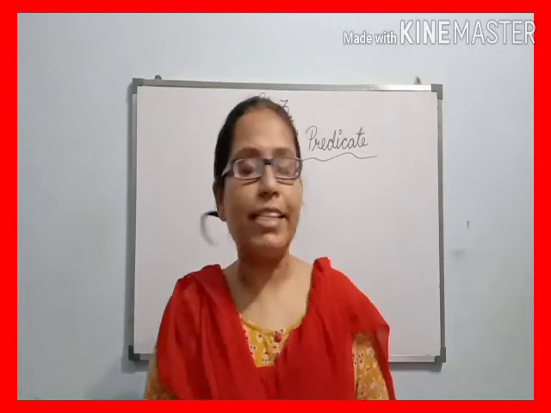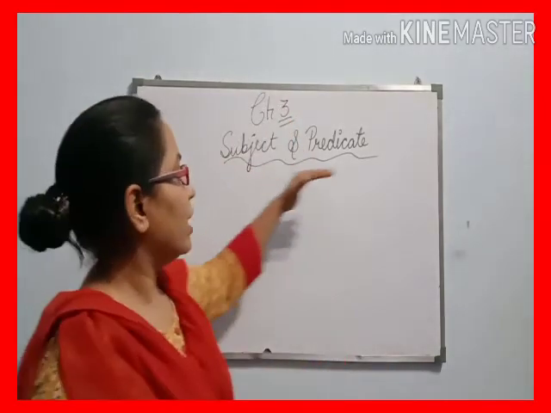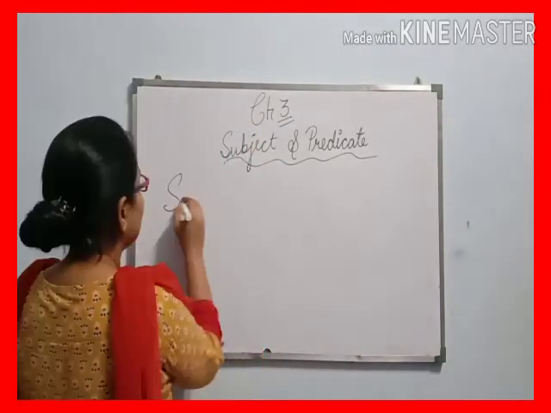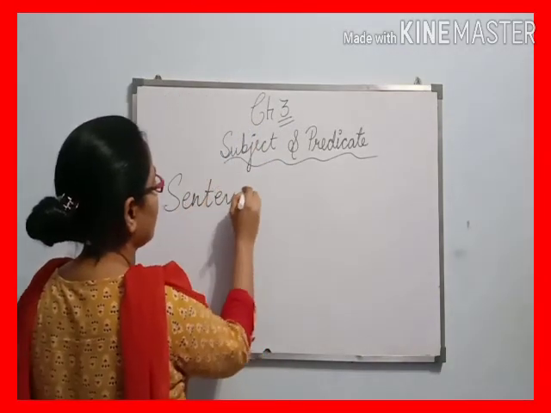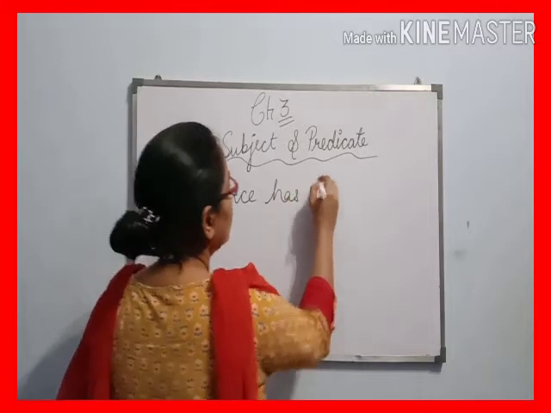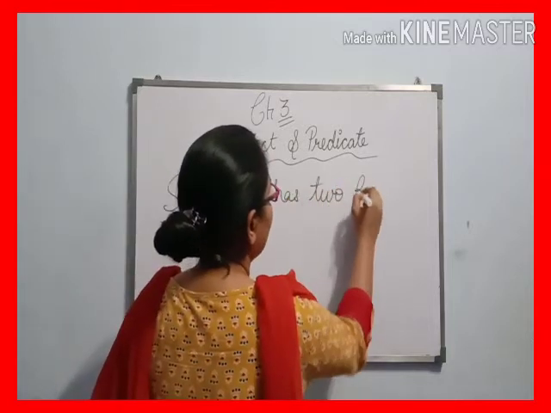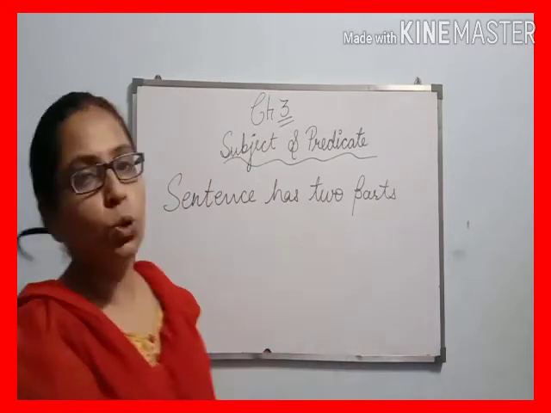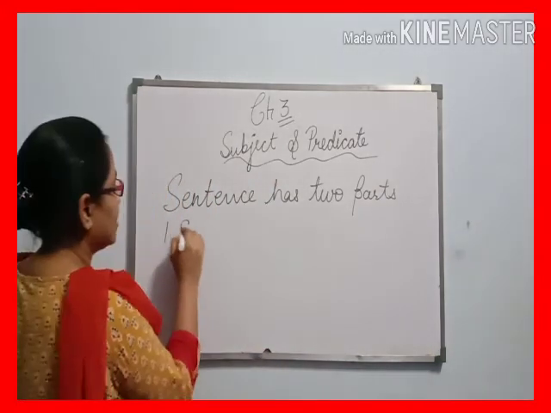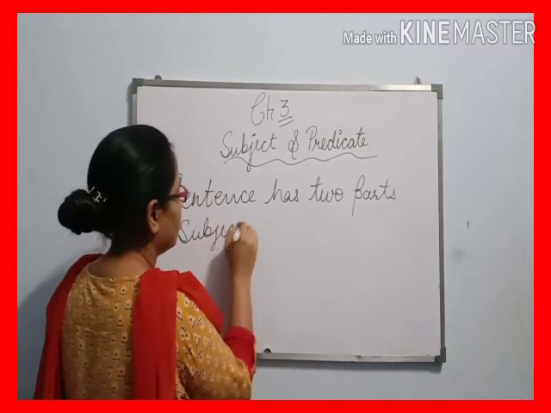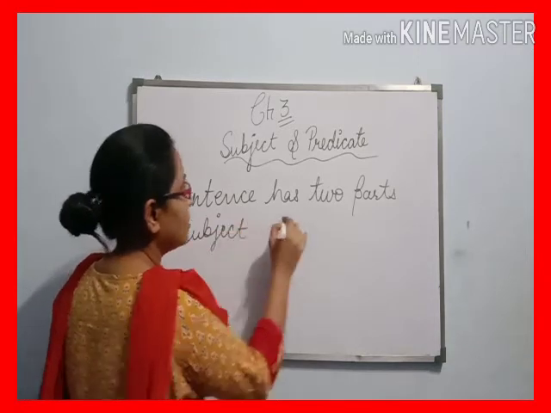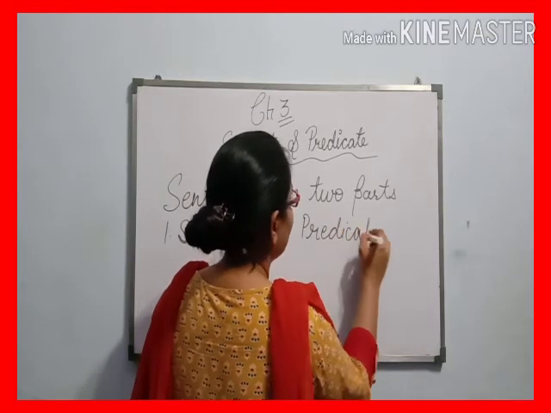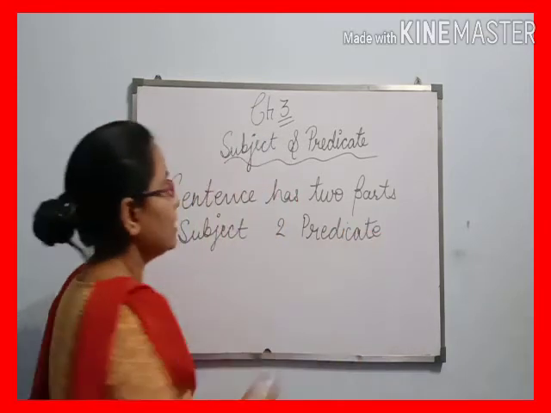But in this chapter, we will learn subject and predicate. What is subject and predicate? A sentence has two parts. How many parts does a sentence have? A sentence has two parts. Number 1 is subject and number 2 is predicate.